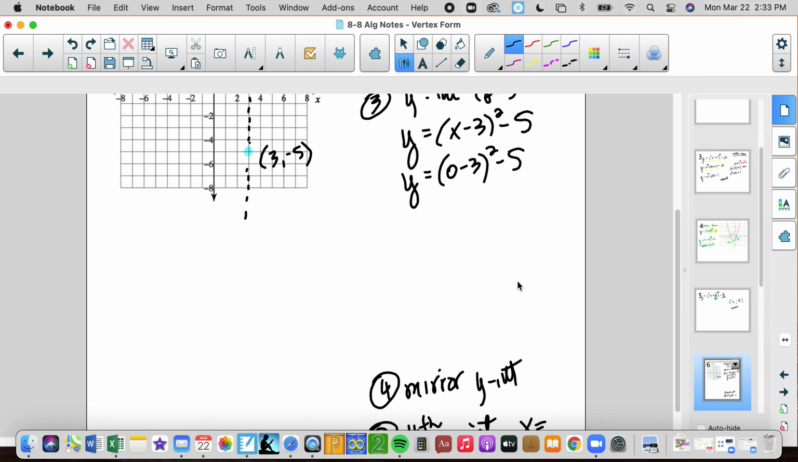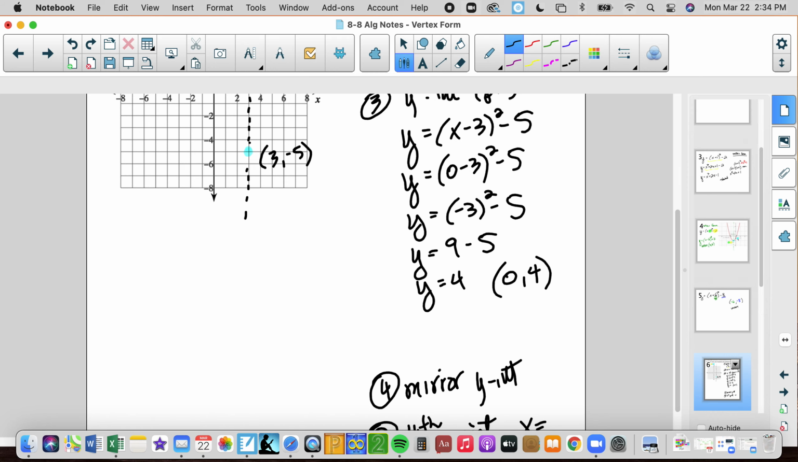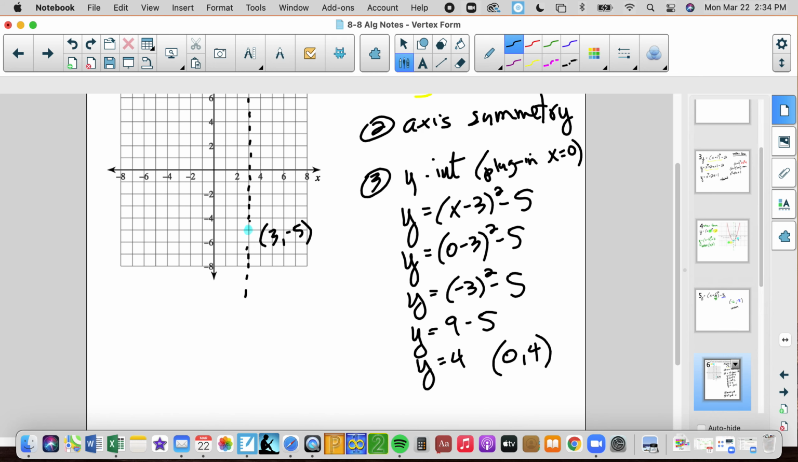All right. We have exponents, we have grouping symbols, so we're going to do what's inside the parentheses. 0 minus 3 is -3. And now we're going to square -3. -3 times -3 is 9. 9 minus 5 equals 4. So when I plugged in a 0, I got +4.